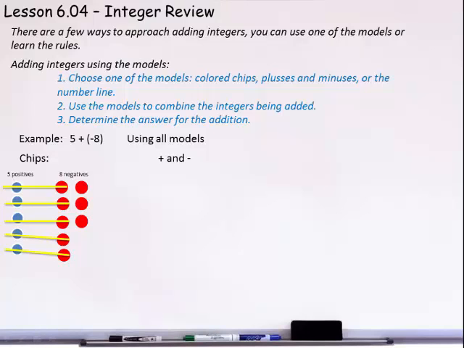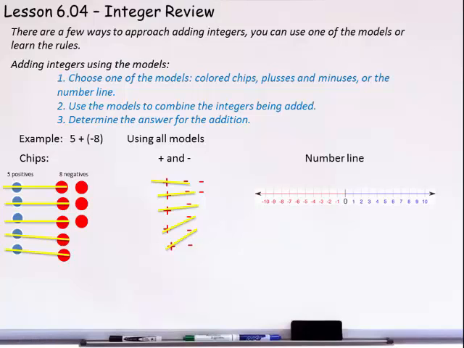If we use the pluses and minuses model, we have 5 pluses and 8 minuses. 1 plus and 1 minus will cancel each other out. So we'll go through and cancel, and we have 3 negatives left, or 3 minuses left.